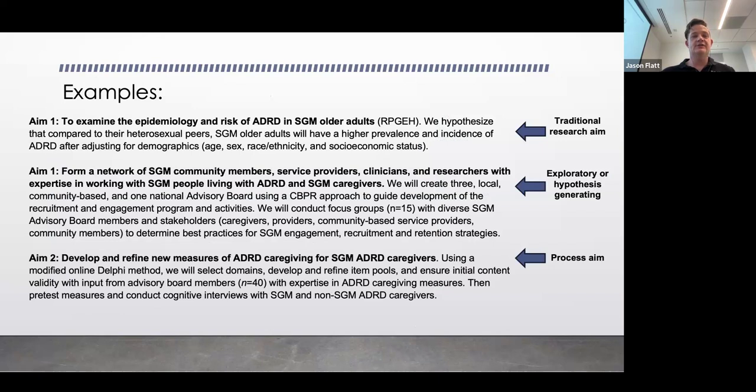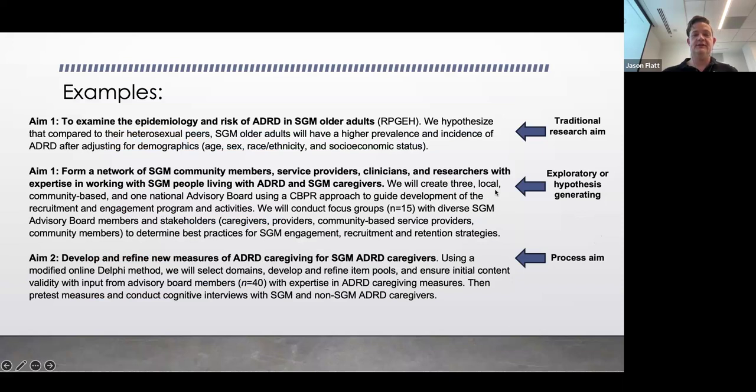Here, I just wanted to show you some examples from my own research to give you an idea of the different types of aims that you might look at. So the first aim is really a traditional aim. It has a statement: I'm going to look at the epidemiology and risk of Alzheimer's disease among sexual and gender minority people. And then I provide a hypothesis and what I expect in terms of what will be associated. The next aim is more of an exploratory one. This is using qualitative methods. You can see here I'm proposing to do focus groups with the goal of identifying best practices for engagement, recruitment, and retention strategies.